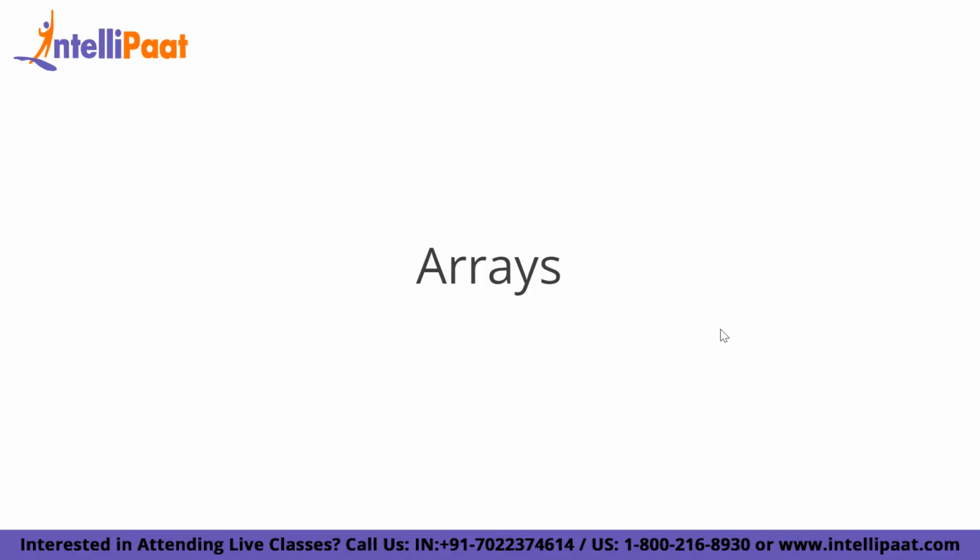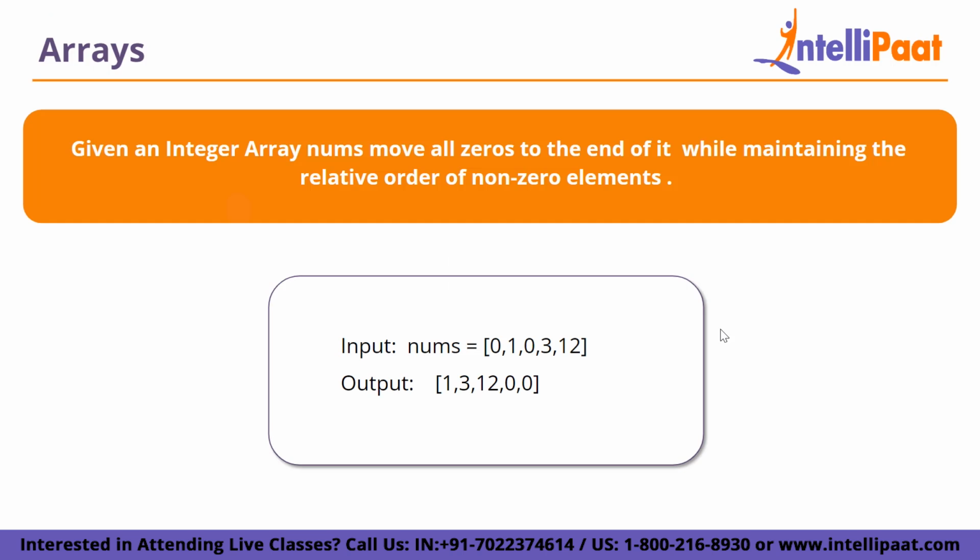So let's start with arrays. And our question is, given an integer array nums, move all the zeros to the end of it while maintaining the relative order of non-zero elements. So guys, this is a very interesting question. So let us see how to solve this question.